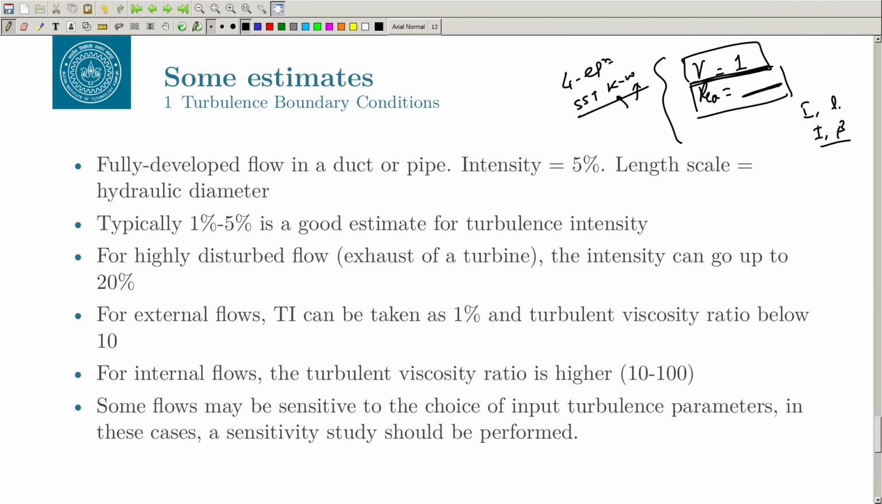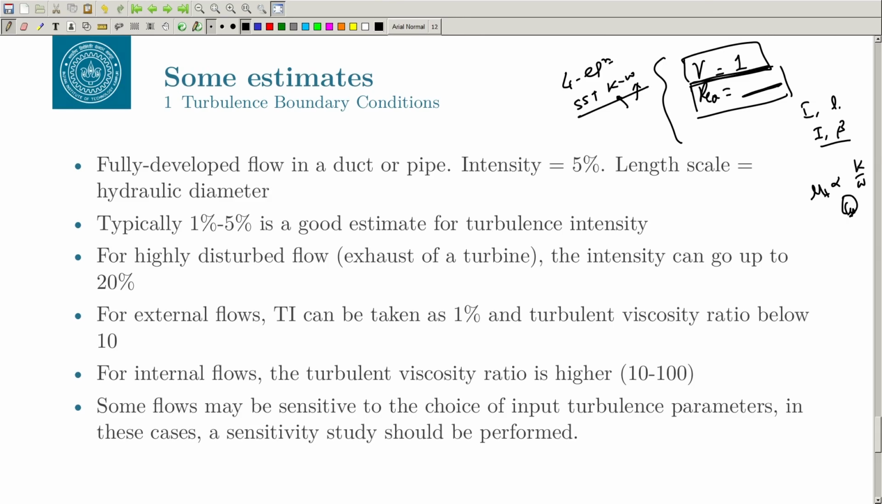The only thing that you need to be careful about is how you define the relation between mu t and your k epsilon or k omega, whether you use the C mu here or you do not use C mu here. Some software uses C mu as a proportional constant, some software just defines it as k by omega or k square by epsilon.